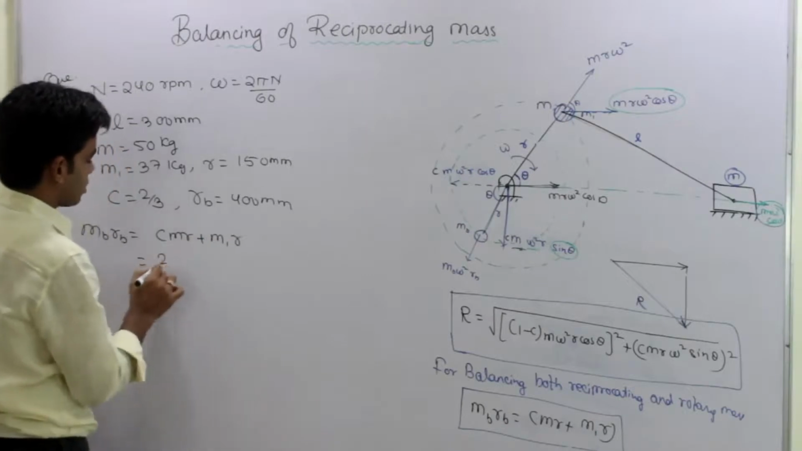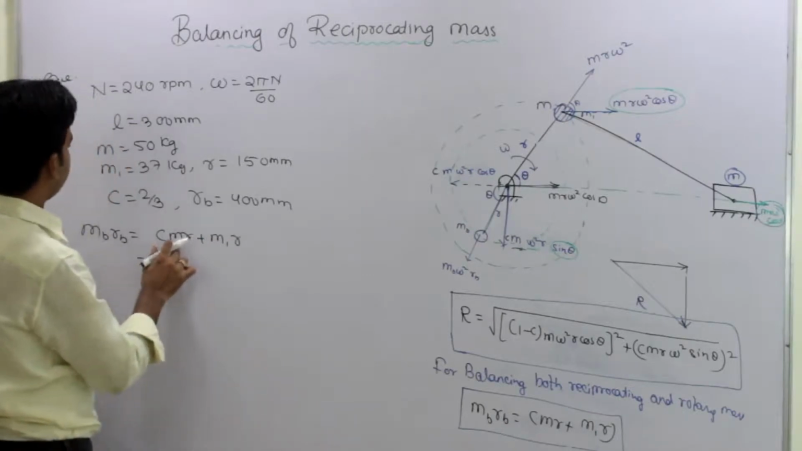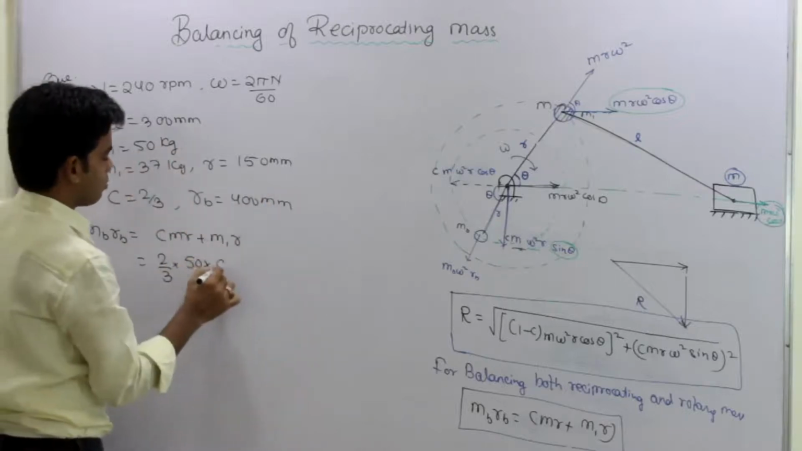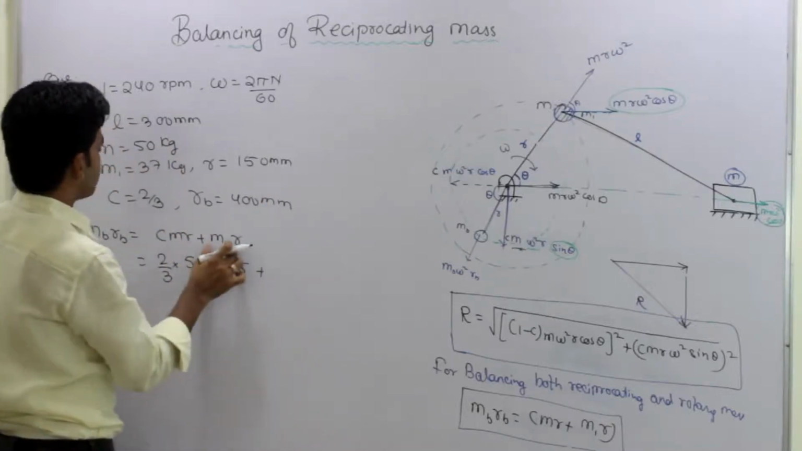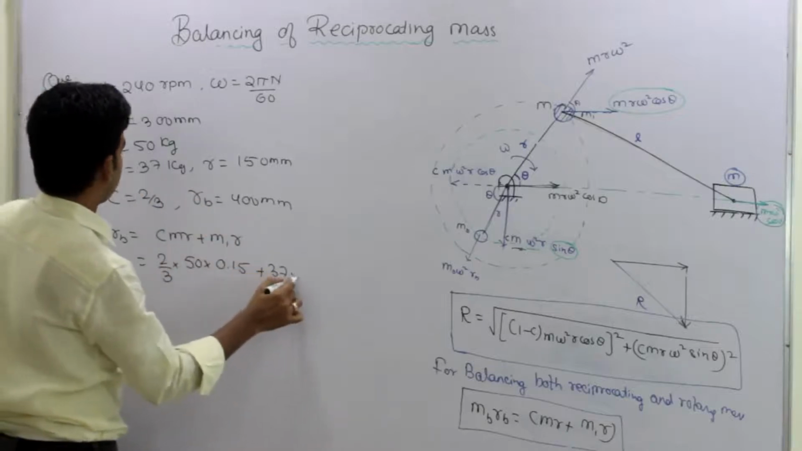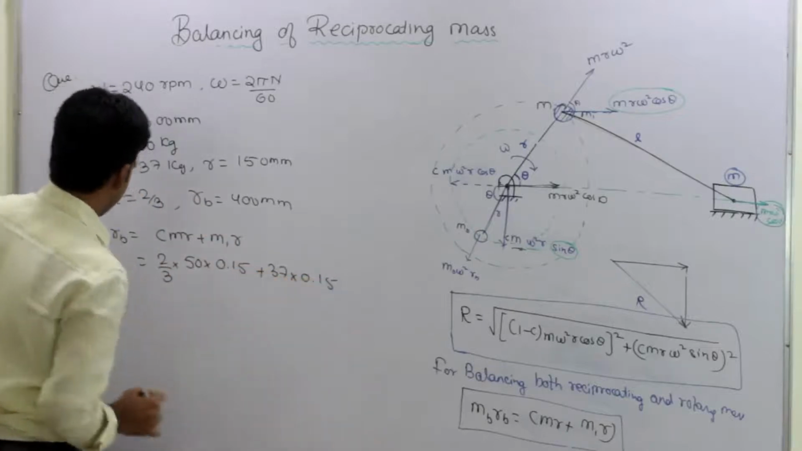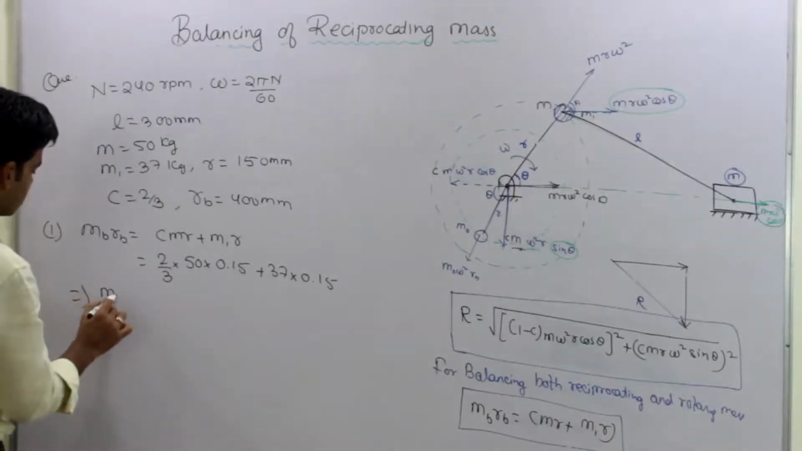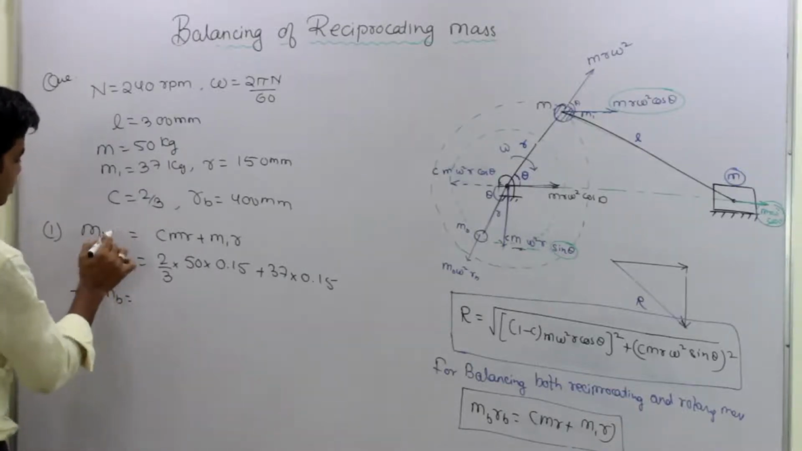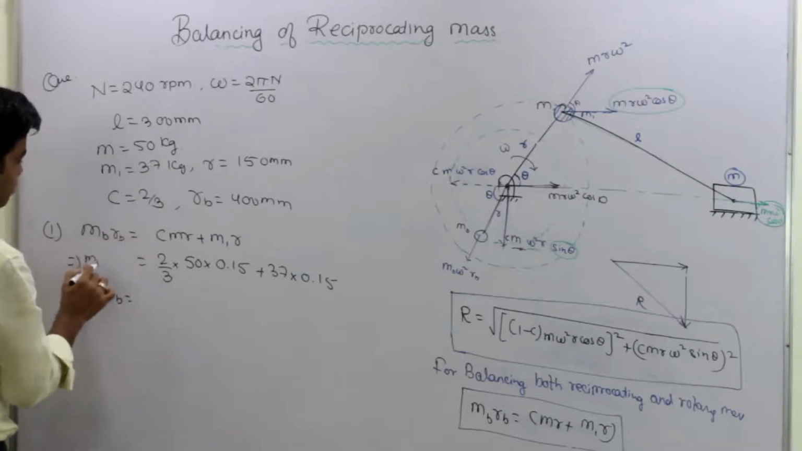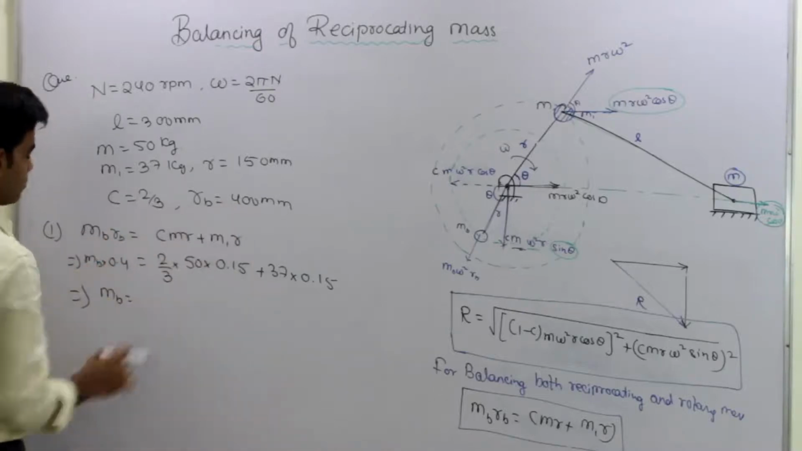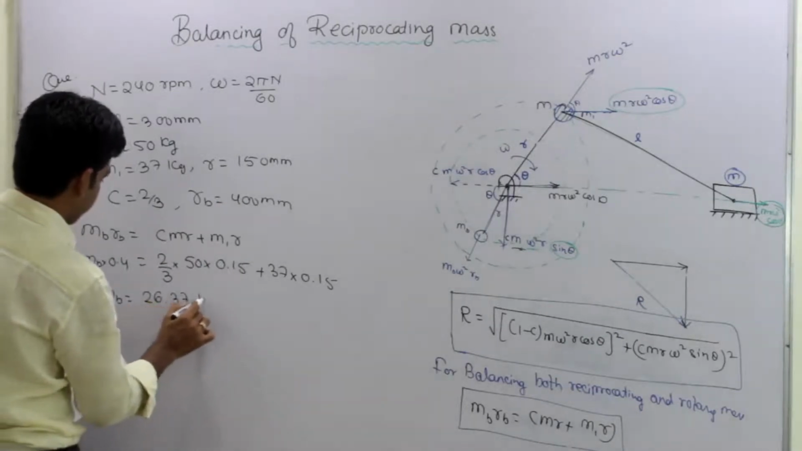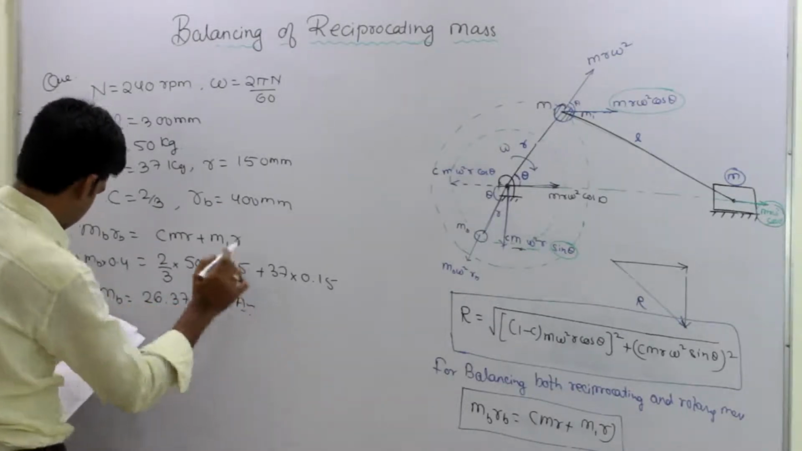Here we have mb into rb is equal to c m r plus m1 into r. So c is 2 by 3 into m is given as 50 into r is given as 0.15 meter, plus m1 is 37 into r is 0.15. Also this rb is given, so mb into 0.4. From here we can calculate this mb. So this mb will be equal to 26.37 kg. Answer. First thing.